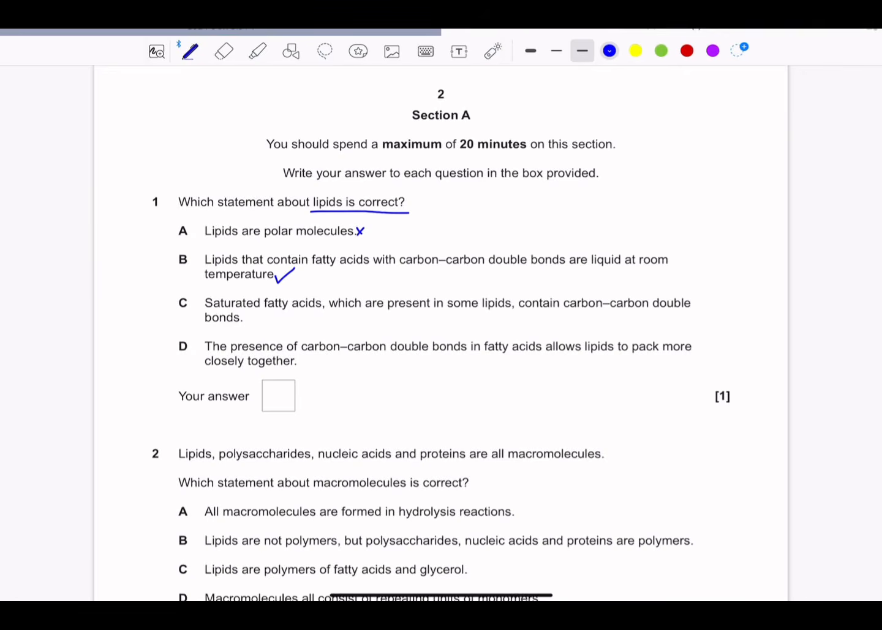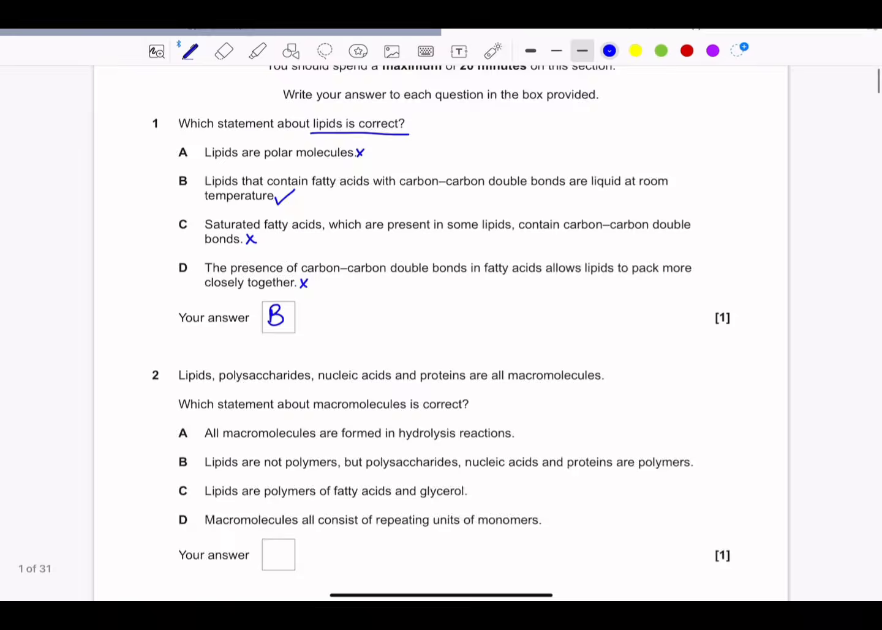Now, I'm fully aware that the intermolecular forces part is chemistry, and if you don't do chemistry, I would still recommend that you know that part because it makes it easy to understand. Next option is not correct because saturated fatty acids do not contain the double bonds, and the presence of double bonds allows them to pack more closely. Well, that's not true because there's more kinks in the chain if they're double bonds. So again, the answer is B.